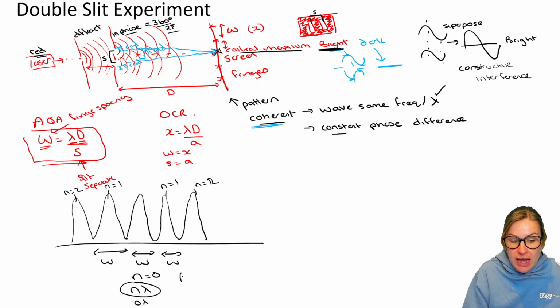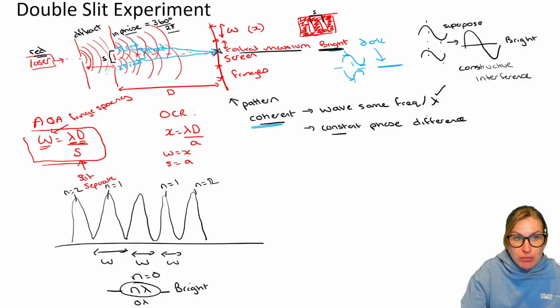So what we're saying is now anytime we see a bright fringe, the pattern is going to be a whole number of integers times the wavelength. So anytime we see a bright fringe, what we're saying is the path difference there is n times the wavelength.